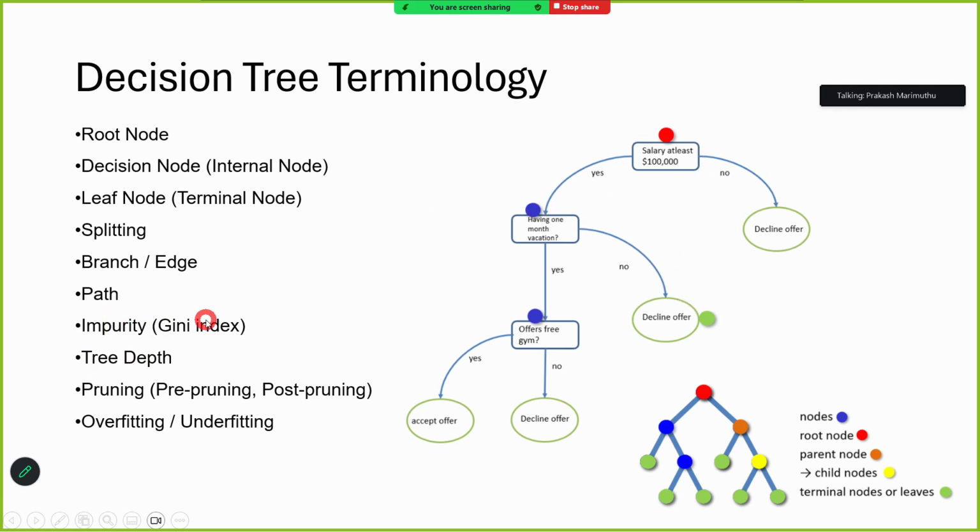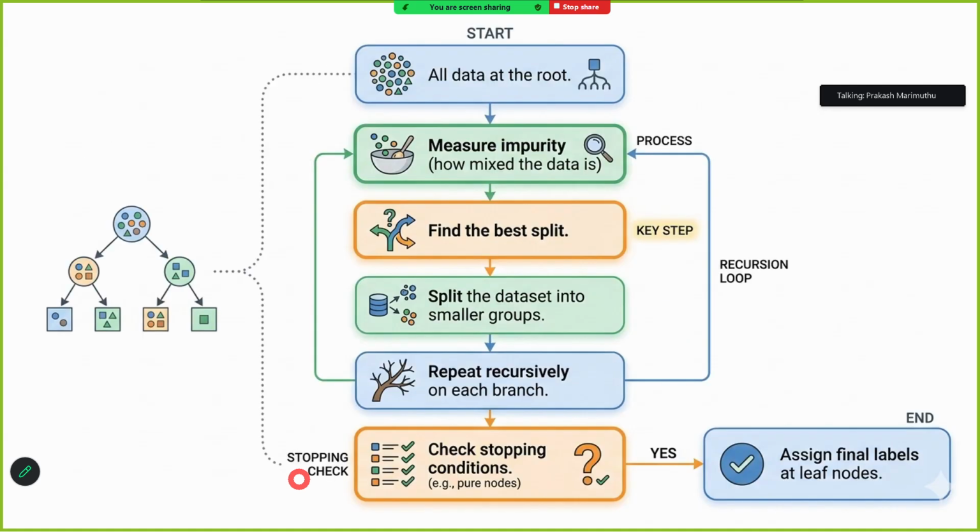Next is impurity. Impurity means how mixed the classes are at a particular node. Tree depth is how many levels you want to go. Pruning means, in order to save computation time, we may stop at a particular level, so instead of going to this level, we may stop at this level. Then there are overfitting and underfitting, concepts of ML that tell how good our model is working. So that is the terminology involved.